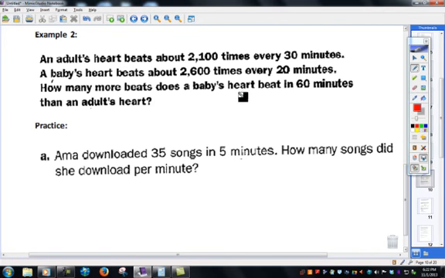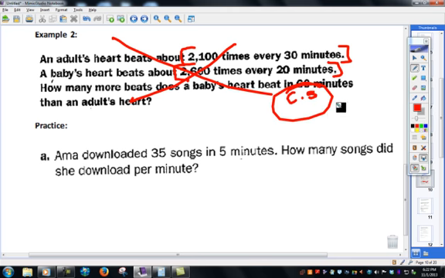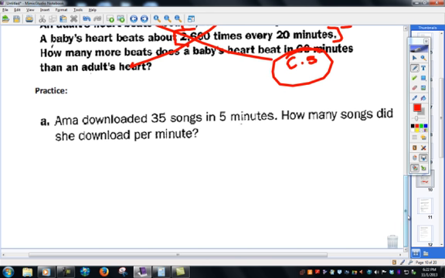An adult's heart beats about 2,100 times every 30 minutes. A baby's heart beats about 2,600 times every 20 minutes. I'm going to actually skip this one for now because I think this is more chapter 5. So I'm just going to skip it. Don't even worry about it. We'll learn it, it just won't be right now.